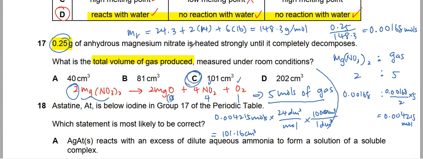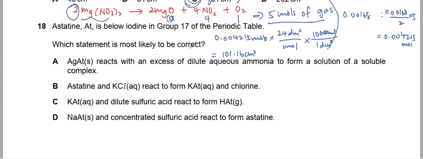Question 18. Astatine is below iodine. Which statement is most likely to be correct? We can take a look one by one.